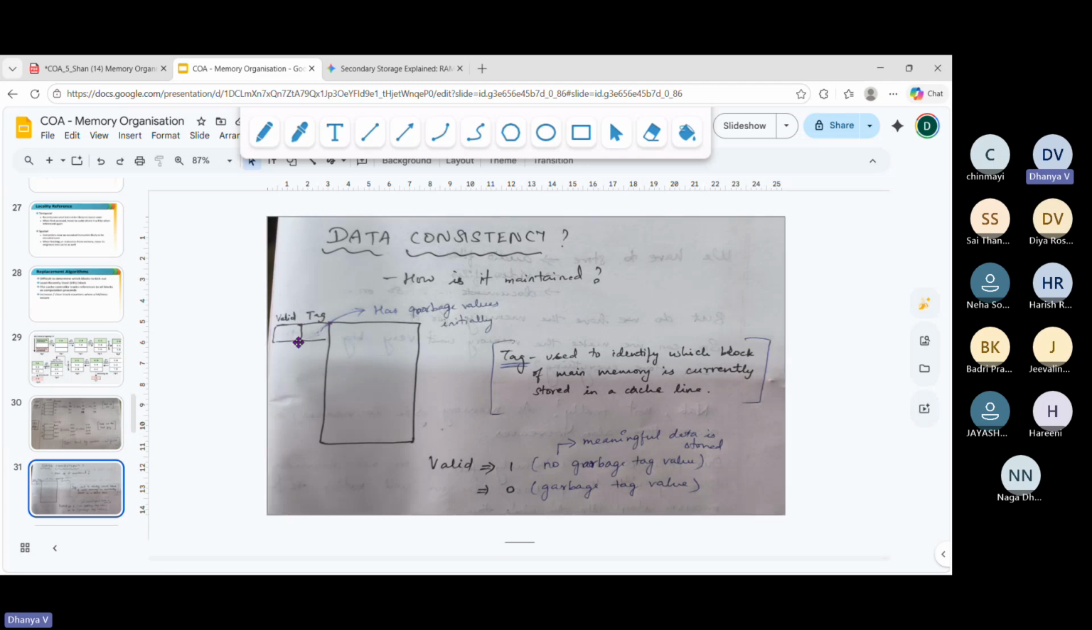Otherwise, there's something called a valid bit. If valid is 1, that means there is no garbage tag value. That means a meaningful value is stored. If the valid is 0, that means the value in your cache, in that block, is actually a garbage value. That's how it's identified to maintain data consistency. So you should ensure that it's not a garbage value and it's actual meaningful data, and you ensure that using this valid bit.